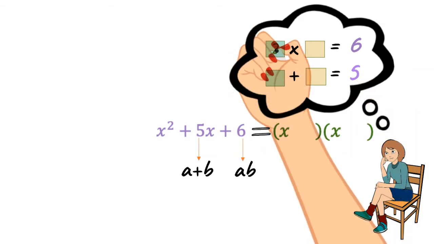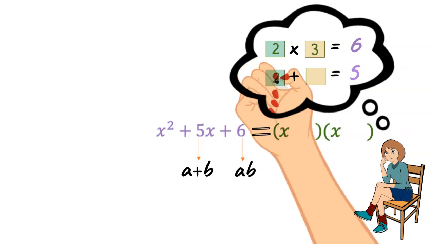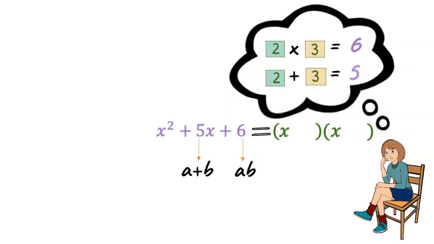So the solution to this problem is the numbers 2 and 3. So we just want to place that into our brackets. They are both positive, so we put plus 2 and plus 3. It doesn't matter which order those brackets go.